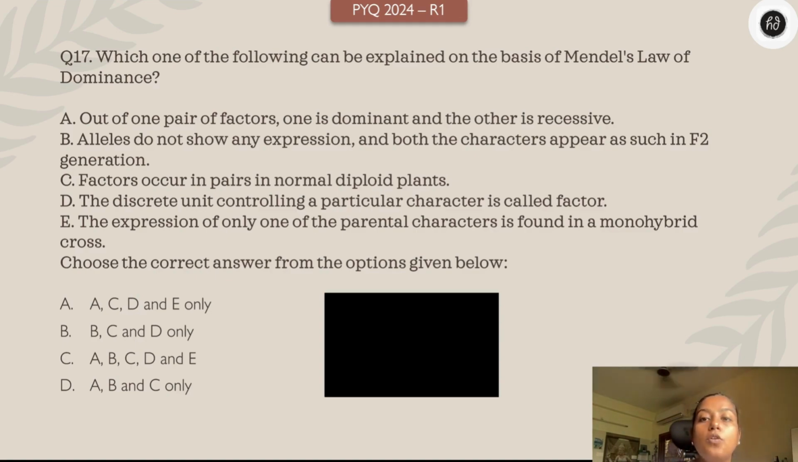Okay, so based on the law of dominance, they have given certain statements and they are asking you which is true with respect to Mendel's law of dominance. Is it A, C, D and E only; B, C and D only; A, B, C, D and E; or A, B and C only? What do you think? I'll give you a little more time so that you can go through the options carefully. Your time starts 3, 2, 1 right now.